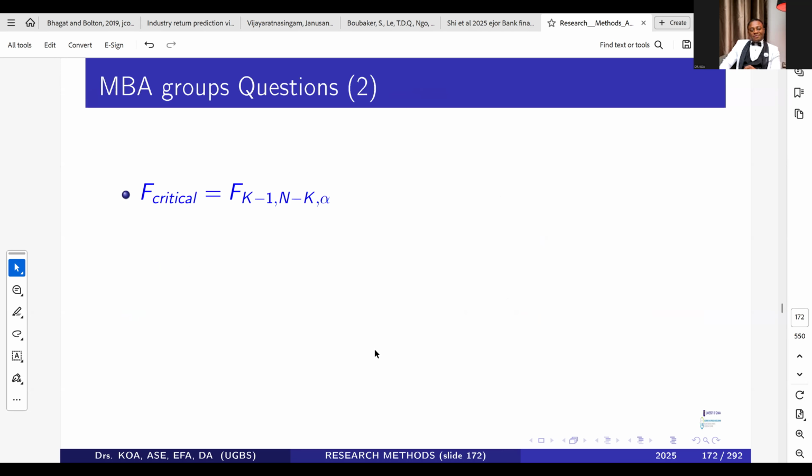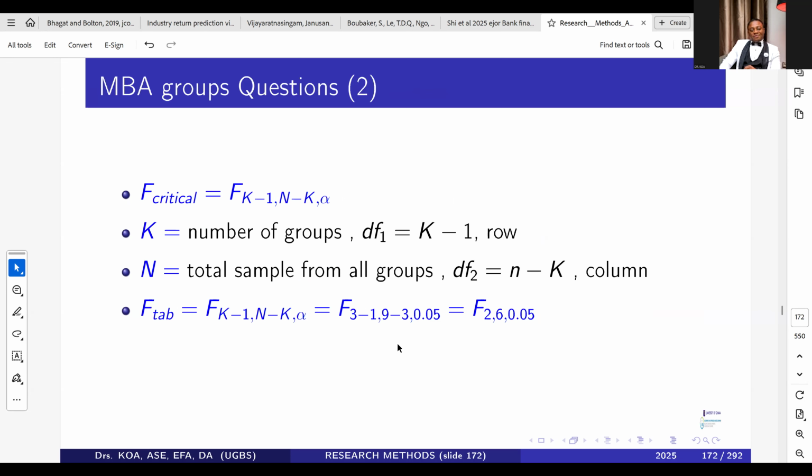We have been able to find the critical value here. All these steps are done. We have been able to find the critical value here to be 5.14. Everything is in the note as well.